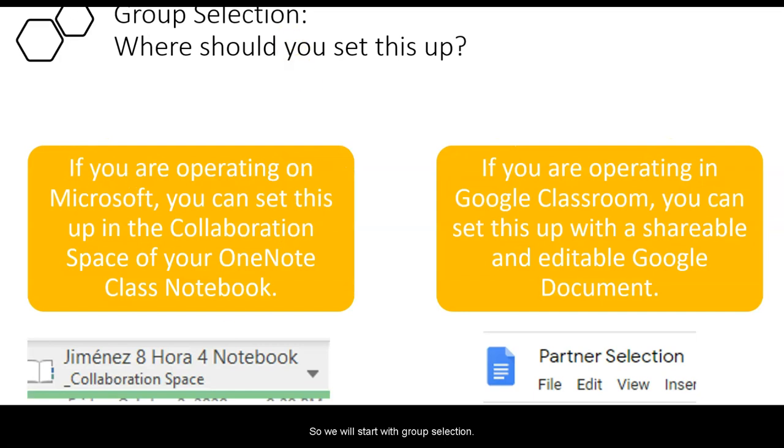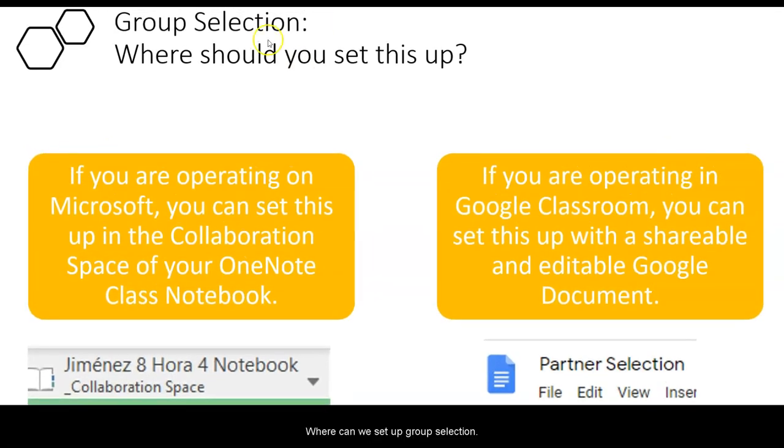So we will start with group selection. Where can we set up group selection? To set up group selection, we will need to create a table for your students to fill in. If you are using Microsoft, I use the collaboration space of OneNote to do this. If you are in Google, I have in the past used an editable, shareable Google document to create a table. Now, I teach middle school, so I make sure to remind students that we are only changing our own names and nobody else's.